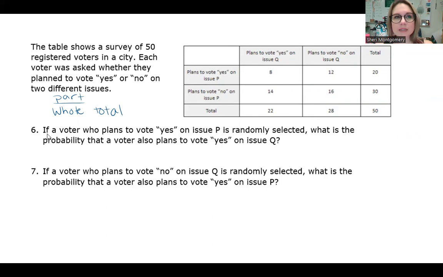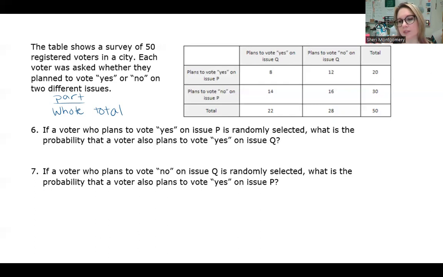So the way that we read this, it says if a voter who plans to vote yes on issue P is randomly selected, what's the probability that a voter also plans to vote yes on issue Q? So you have to read these in two different, like in two different sentences almost. So a voter that plans to vote yes on issue P. So we have to find issue P. Don't start marking this up because every question is different. I'm just showing you. So yes on issue P.